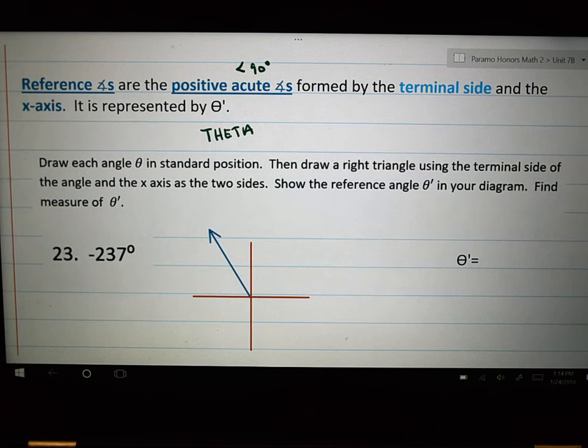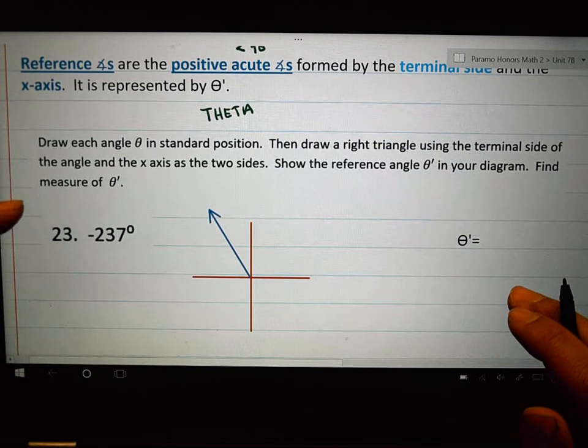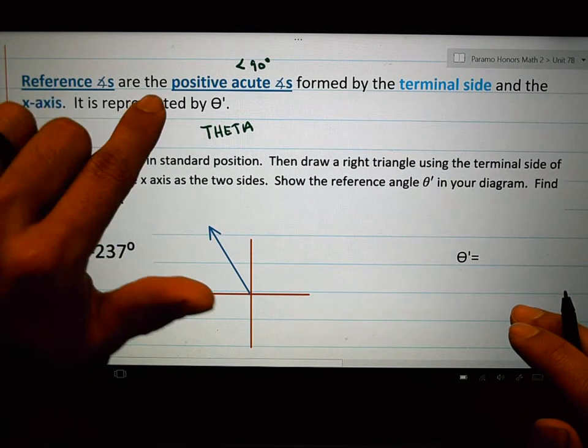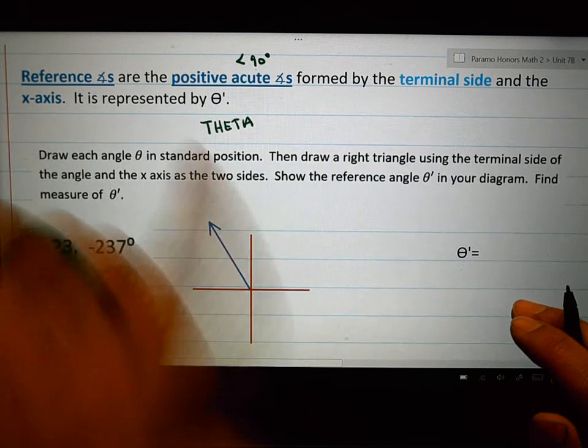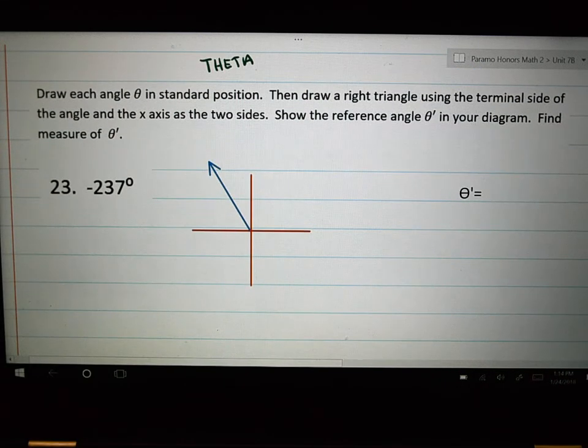There you go. So let's do an example. This will be our last example. Hopefully it'll make sense to you as we go through it. And we're going to be finding a reference angle, and we'll talk about theta prime. Here's the directions. You could do this in your worksheet if you would like. You do not have to have it in your notes unless you want to.